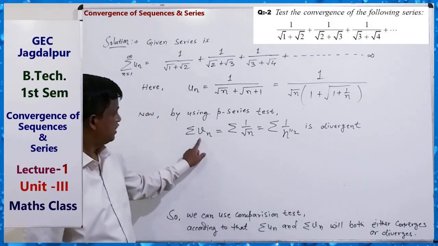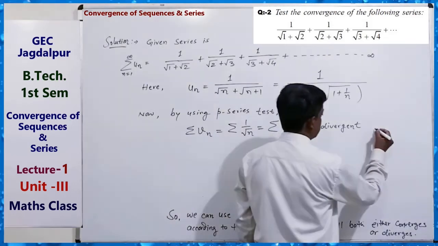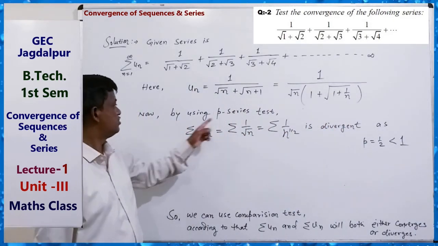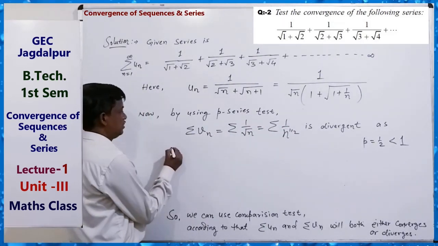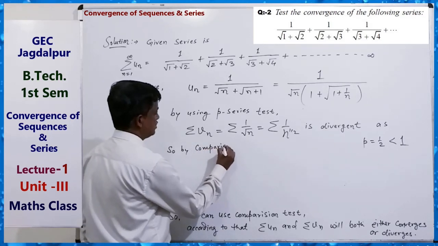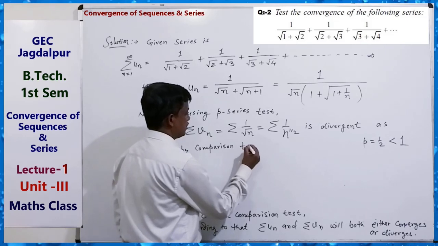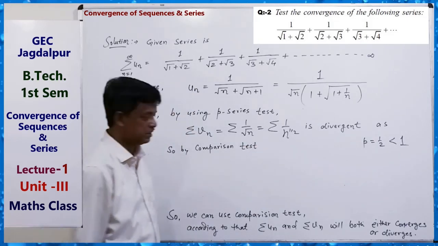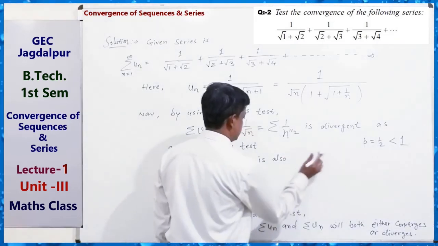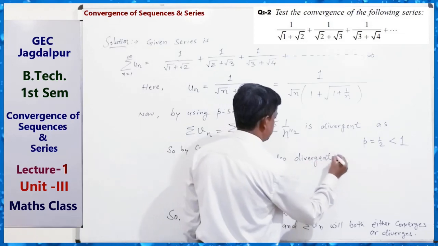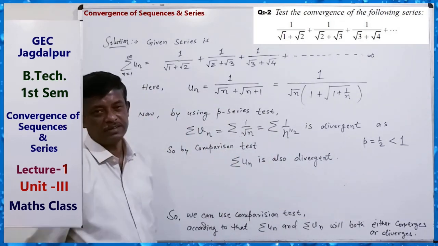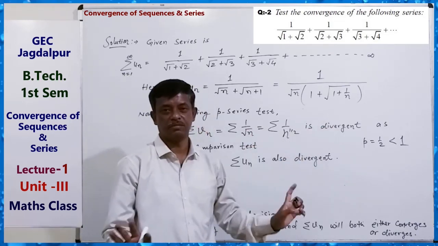Clear? Summation Vn, 1 by root n, 1 by n to the power half, is divergent, as p equals half is less than 1. So by the P series test, this is divergent. So by comparison test, summation un is also divergent, because Vn is divergent.